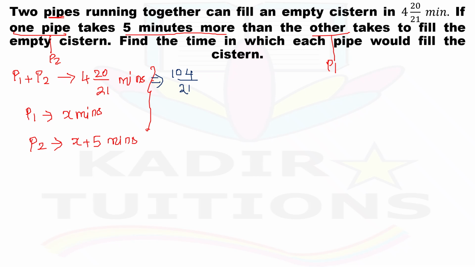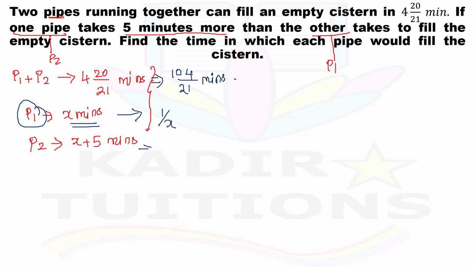So these are the data. This is in minutes, so write that also. How can we proceed over here? In 1 minute, how much is the cistern going to be filled? See, in 1 minute, how much water will the pipe P1 fill in that particular cistern? How can I find that? It's going to be 1 by X.